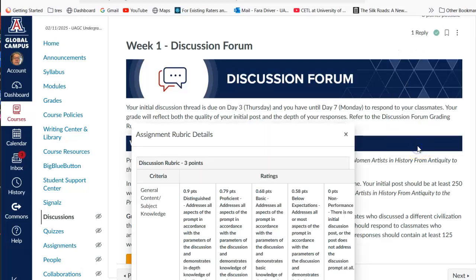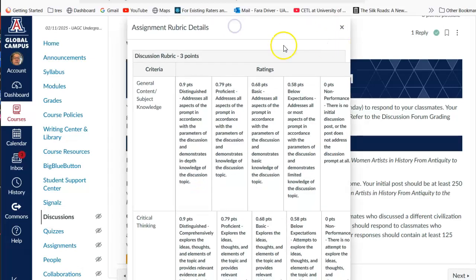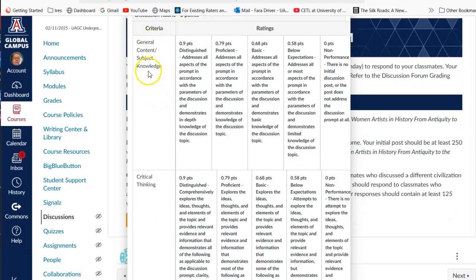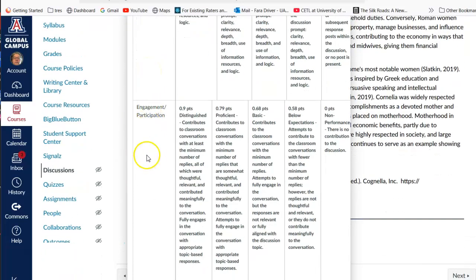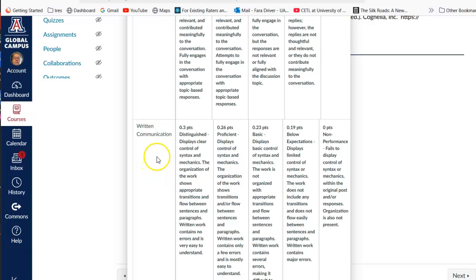And we can look at the show rubric thing. Can I make this larger? Let's see if I can make this larger. But you'll notice that there are 4 different categories. There's general content, subject knowledge. There's critical thinking, engagement participation, and written communication.